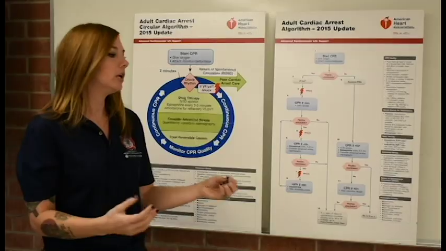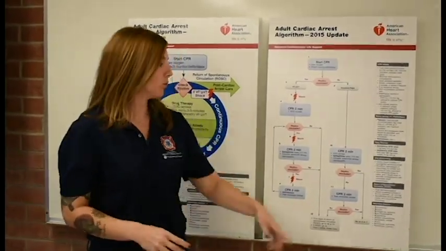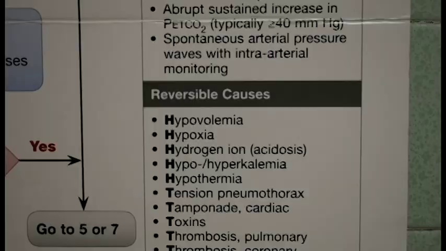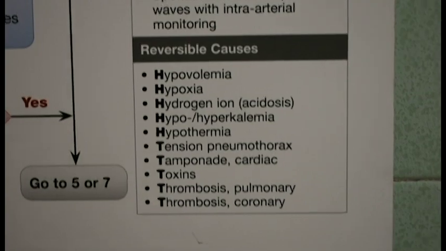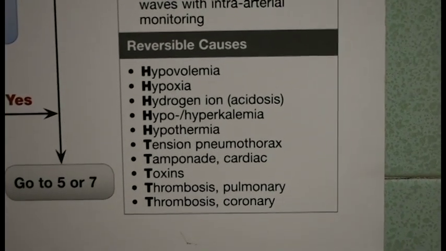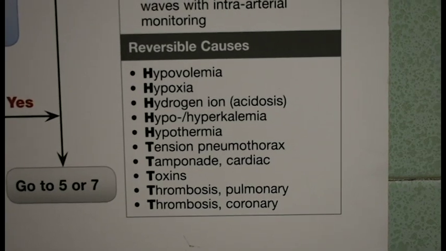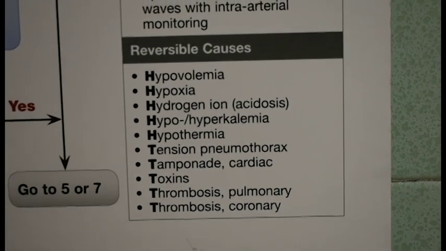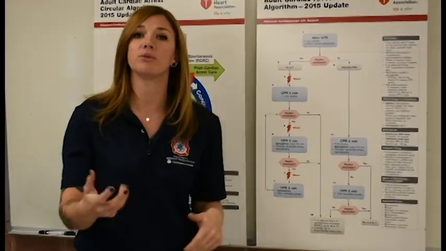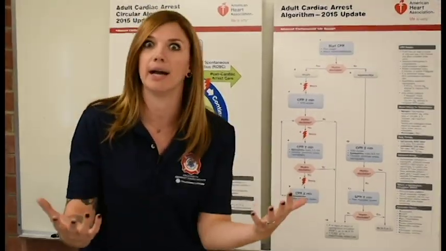Then we want to start thinking about reversible causes, or your H's and T's, such as hypovolemia, hypoxia, hydrogen ions or acidosis, hypo or hyperkalemia, hypothermia. Then we want to start looking at our T's, such as tension pneumo, cardiac tamponade, toxins, thrombosis, pulmonary or coronary, so start thinking of an MI.